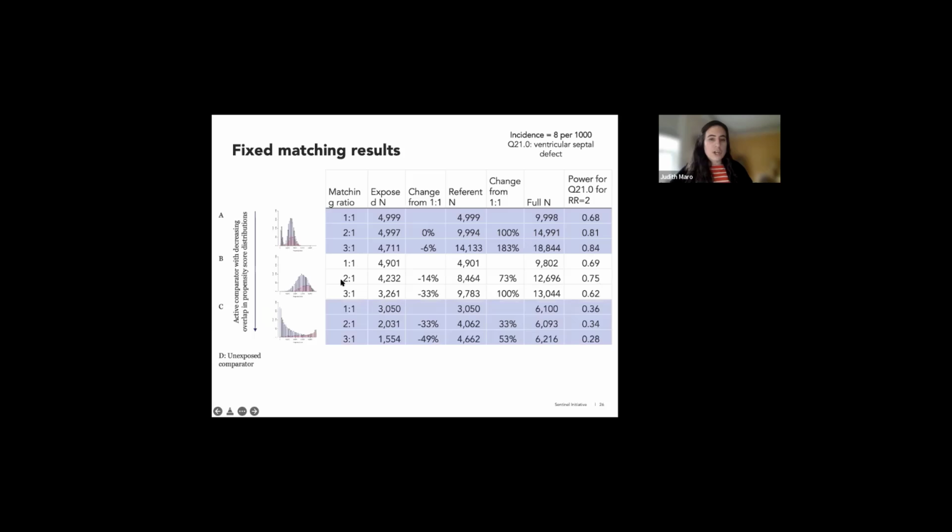So essentially, there is a limit to the ability of the mediocre overlap to increase power by increasing your matching ratio. Here in our poor overlap scenario, it's terrible to begin with, and that just gets worse, essentially, as you try to add more referent patients. You just do more poorly in terms of how many people you have.